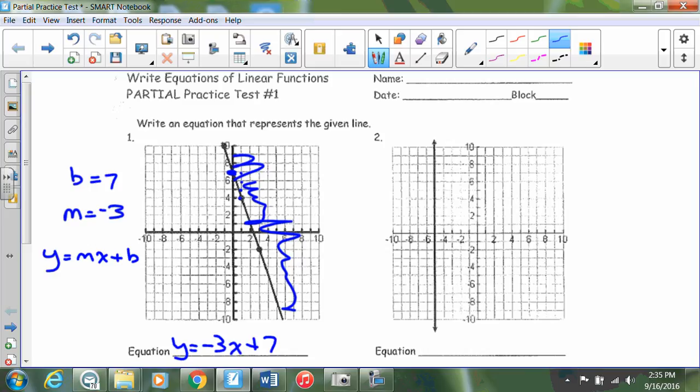Okay, moving on. When we see a line that's straight up and down, we know that that is an x equals something. And so we look on the x-axis and we see that it goes through the point -5. So this line's name is x equals -5.